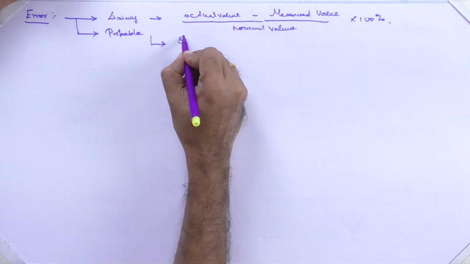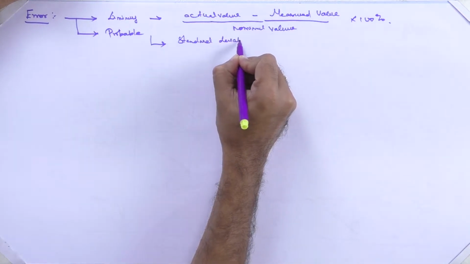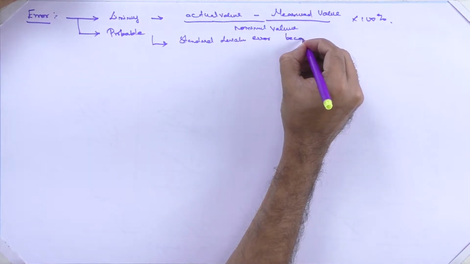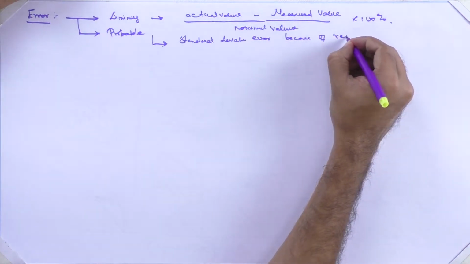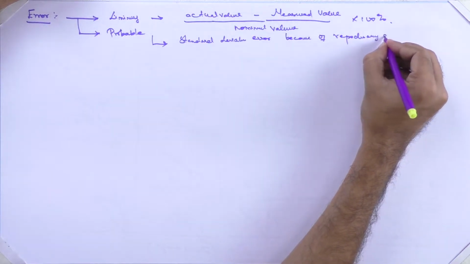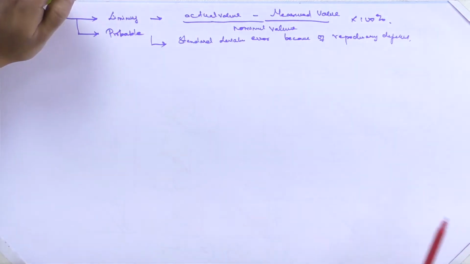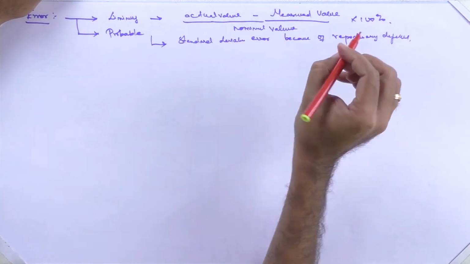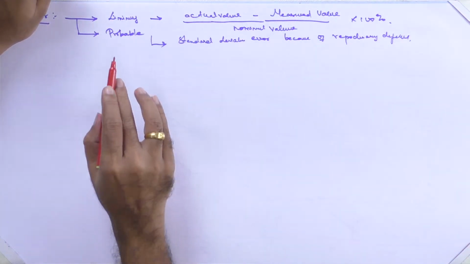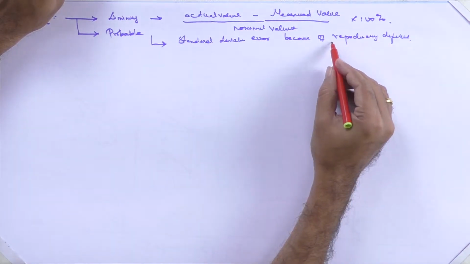Probable error is your standard deviation that is occurring because of reproducibility defects. You have to immediately think about precision, because the reproducibility of an instrument is only represented in precision, and this kind of probable error occurs because of the reproducibility effects.